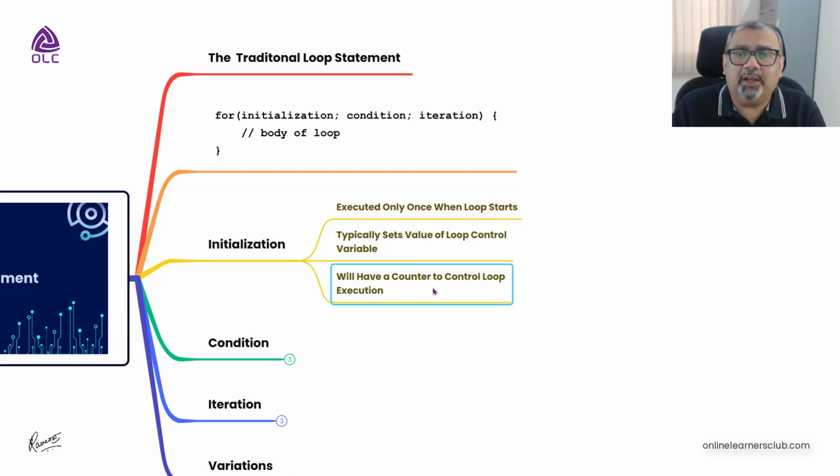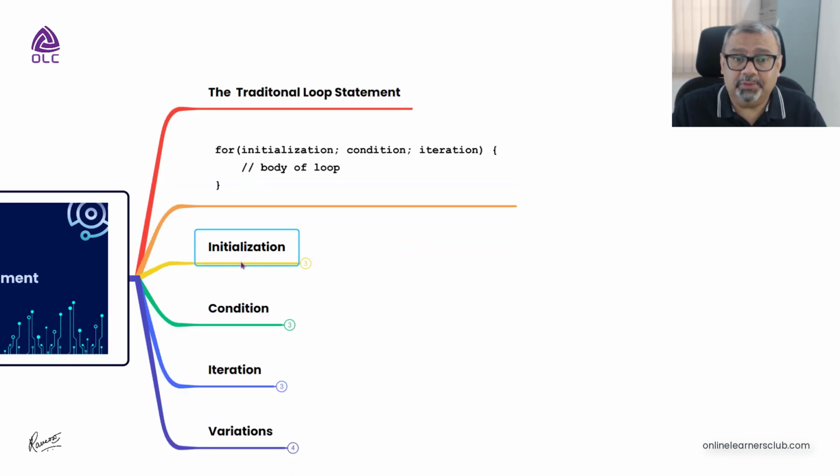Typically we'll also have a counter to control the loop execution. Whenever we have a loop, it cannot run forever, right? So you have some condition, and as long as that condition is valid, the loop has to keep executing. For instance, you want to iterate over the elements of an array. If the array contains 20 elements, the loop has to be executed 20 times. So in the initialization, you can give a particular variable which acts like a counter.